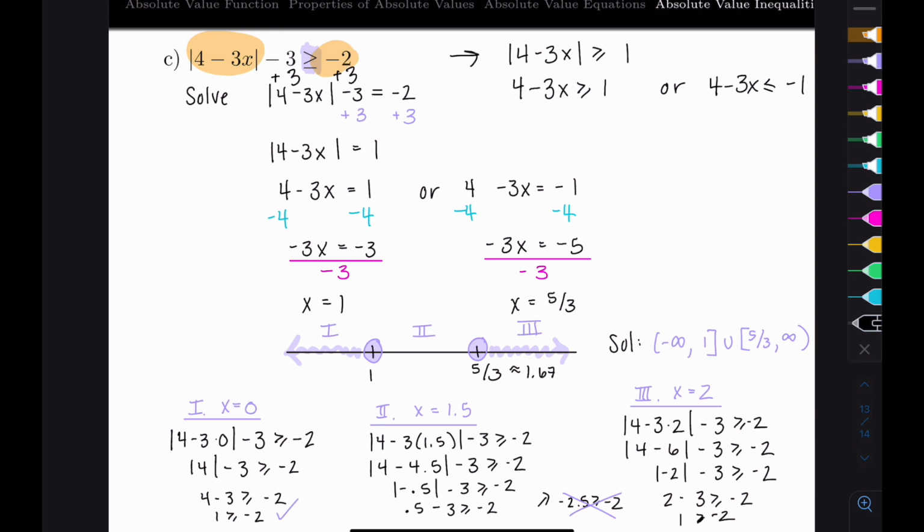And then you could solve these 2 resulting inequalities, and you would see you end up with exactly the same thing. So both work, completely a personal preference for you. But again, moving forward, this is going to be our more general approach, where we instead solve the resulting equation.